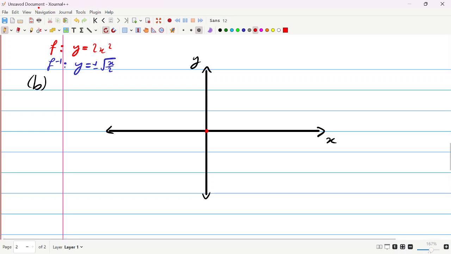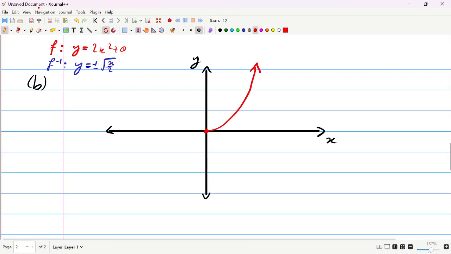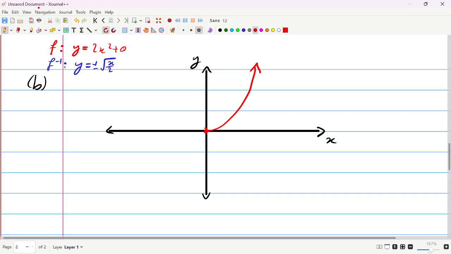So f of x equals 2x squared. It's just going to be a parabola with a turning point at the origin, because there's no y-intercept, it's just plus 0. Then it's also multiplied by 2, which means the y values are higher, so it'll actually get narrower. But because I want to show you what the actual shapes look like, I'm still going to draw it a bit wider. You should know that it will get narrower based on logic. And this is f.